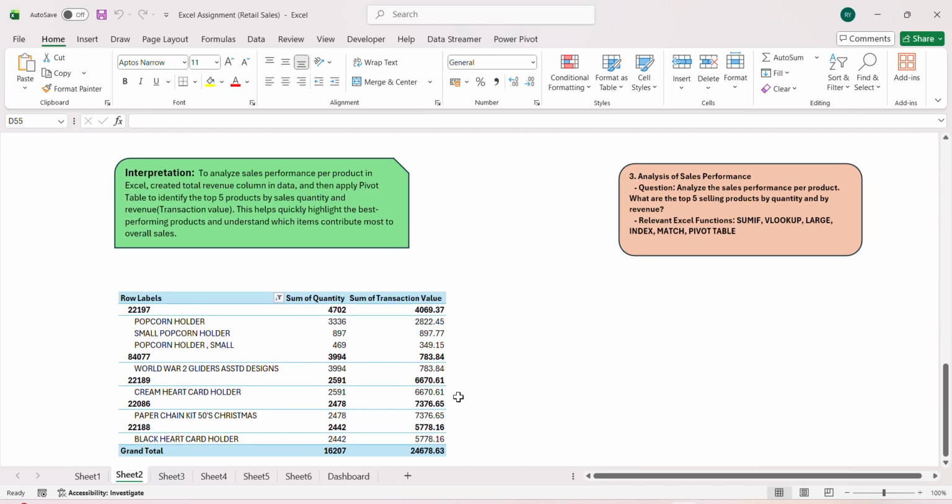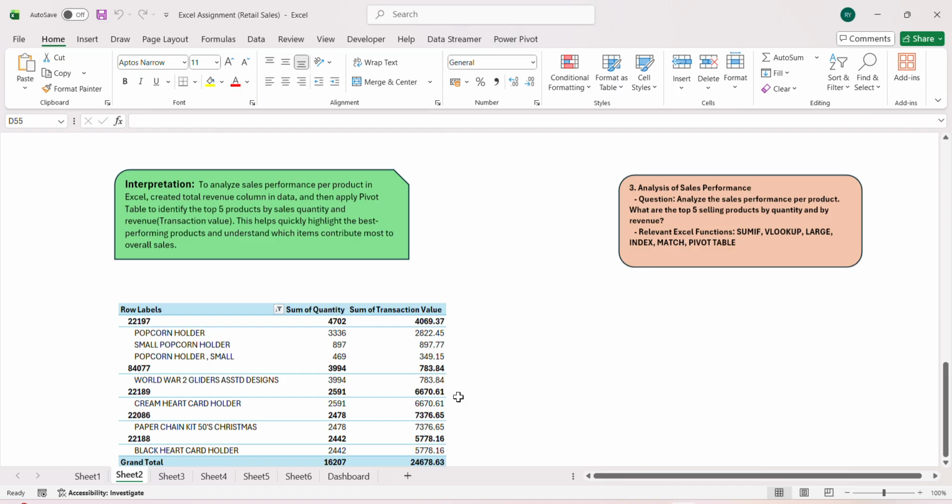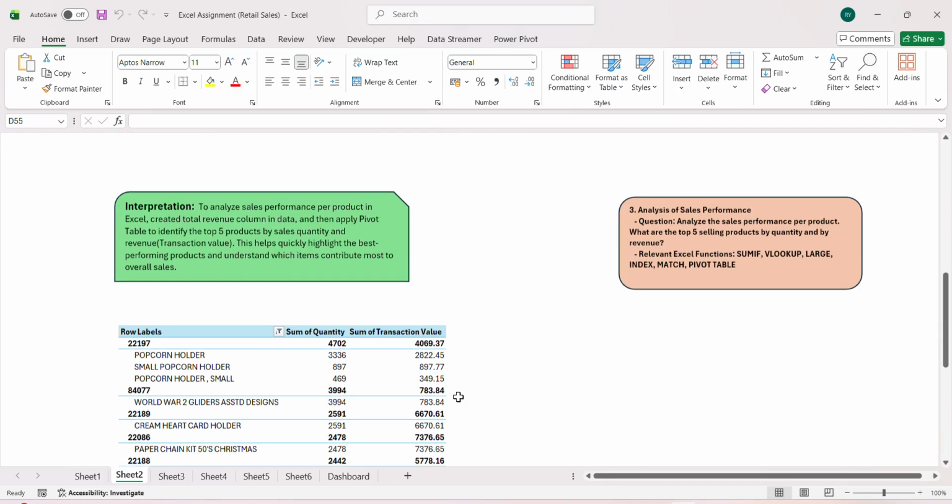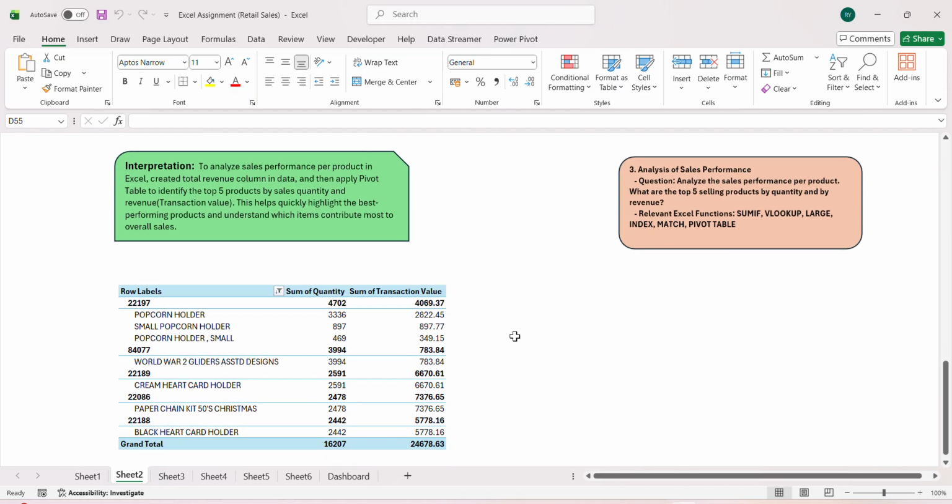Let's commence. The third question is analysis of sales performance. To analyze sales performance per product in Excel, I created a total revenue column in the data, and then I applied a pivot table to identify the top 5 products by sale, quantity, and revenue, which is transaction value.